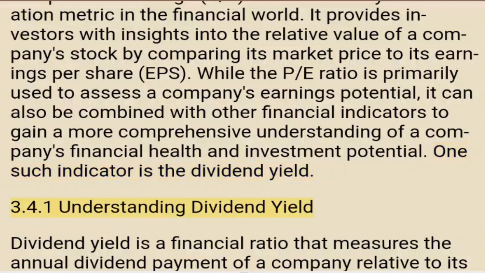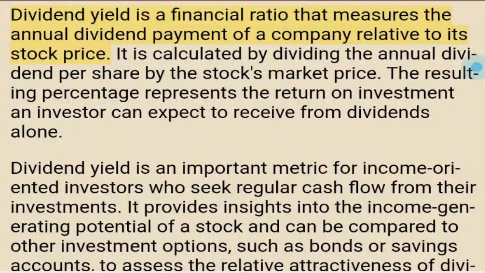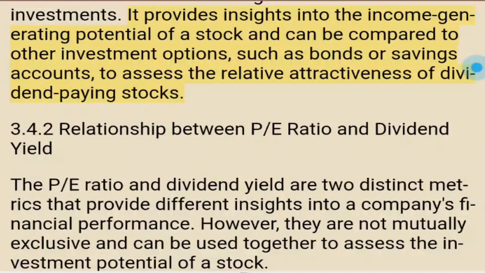3.4.1 Understanding dividend yield. Dividend yield is a financial ratio that measures the annual dividend payment of a company relative to its stock price. It is calculated by dividing the annual dividend per share by the stock's market price. The resulting percentage represents the return on investment an investor can expect to receive from dividends alone. Dividend yield is an important metric for income-oriented investors who seek regular cash flow from their investments. It provides insights into the income-generating potential of a stock and can be compared to other investment options, such as bonds or savings accounts, to assess the relative attractiveness of dividend-paying stocks.